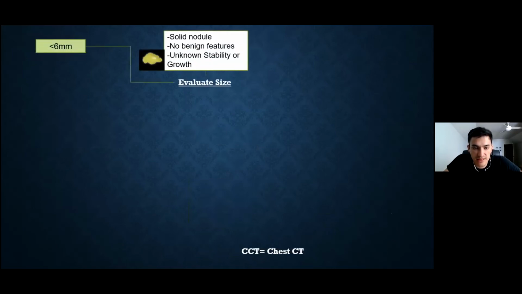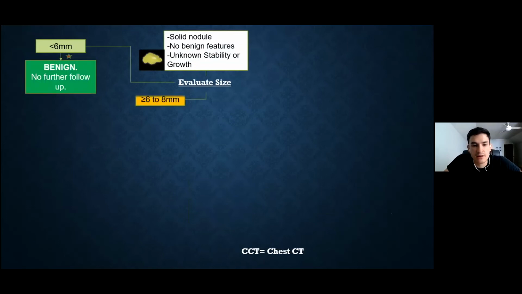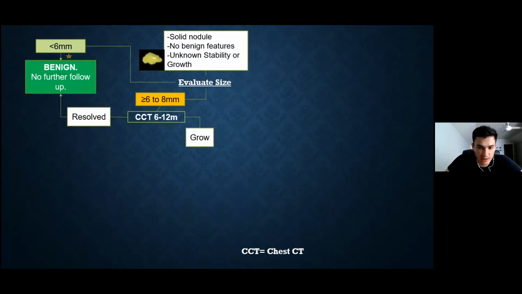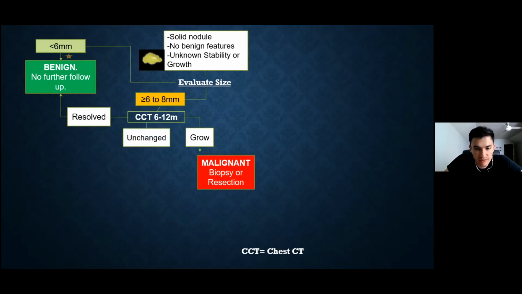So if the size is less than 6 millimeters, so it's small, it is considered benign, and no follow-up is indicated. If it is 6 to 8 millimeters, a chest CT at 6 to 12 months since the nodule was detected is indicated. If the nodule resolves in this time, well, it's benign. If the nodule grows, it's most likely malignant, and biopsy or resection should be indicated. If the nodule is unchanged, then it's important to evaluate the malignancy risk.